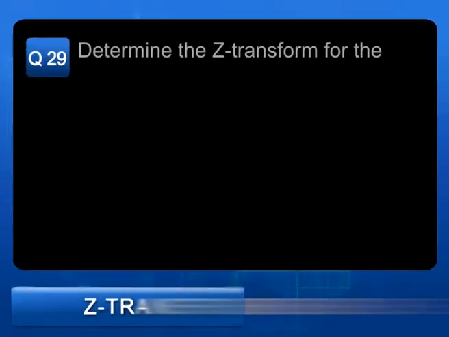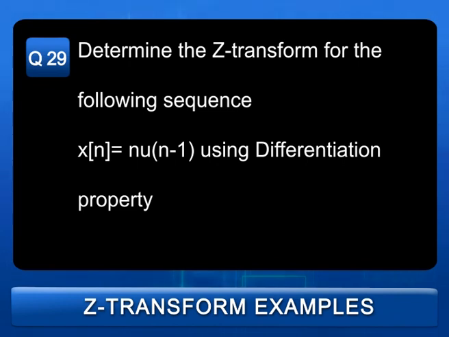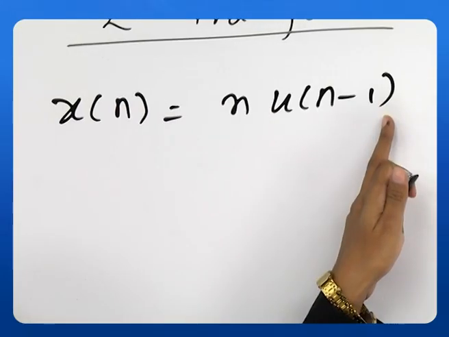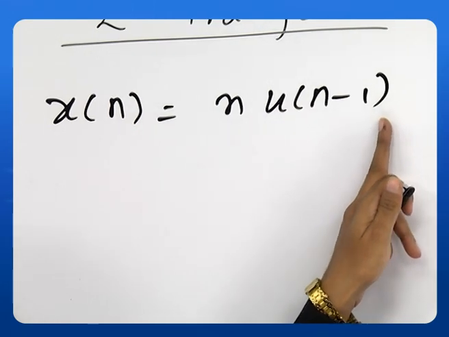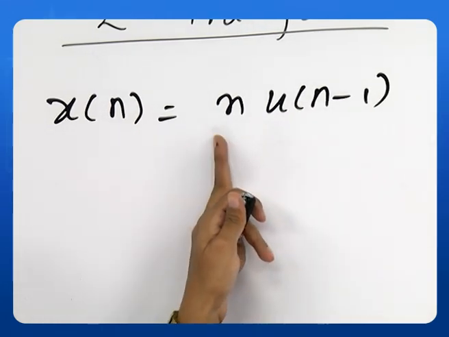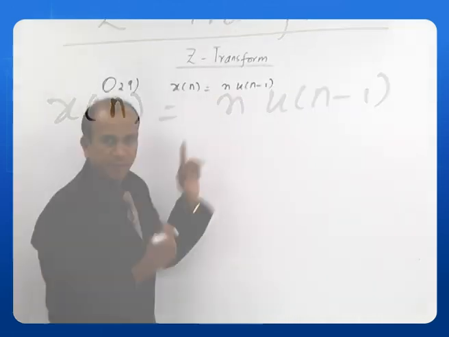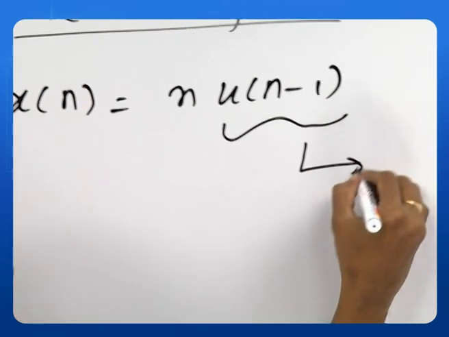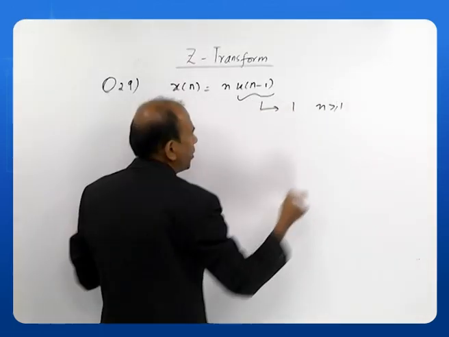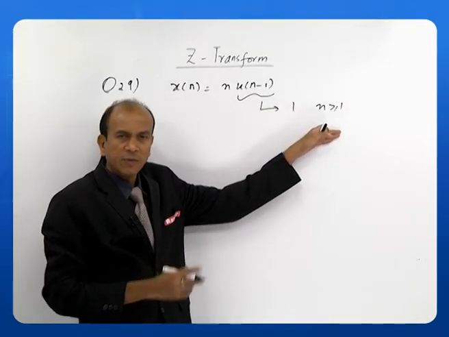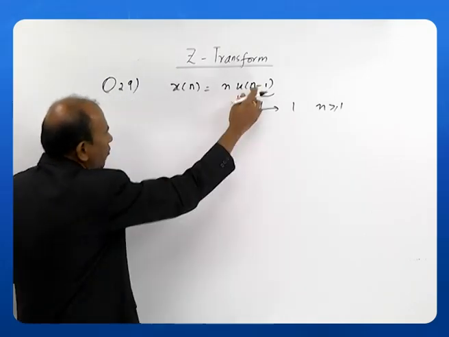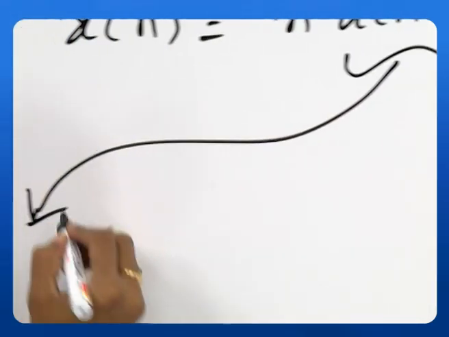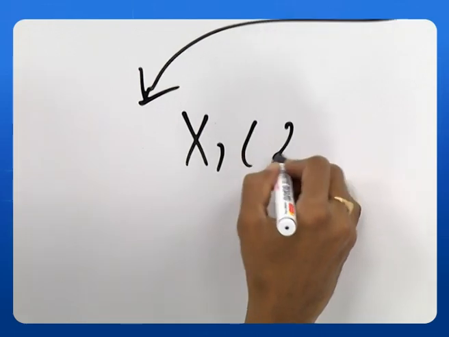Let's see question number 29. X of n is equal to n into u of n minus 1. That means this is the given x1 of n, and this is differentiation of that in z transforms. So first let us write down how much is this. This will be equal to 1 when n is greater than or equal to 1, isn't it? So let us do that now. Now I will find out what is the z transform for this. Let us call it x1 of z.